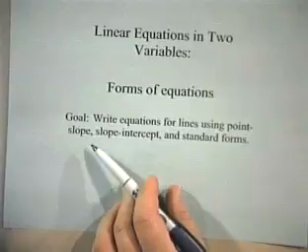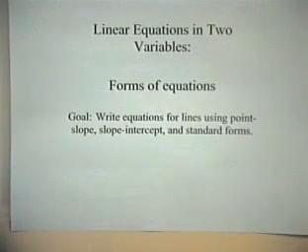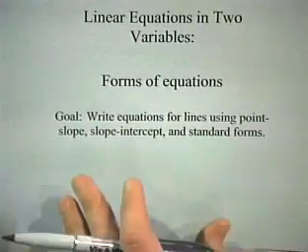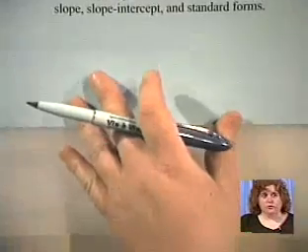We're going to look at linear equations in two variables. You've been doing some graphing. What we'd like to do is write equations for lines, and we're going to use three different forms: the point-slope form, the slope-intercept form, and the standard form. What I'm going to do is just show you what those forms are and then work through some examples where we just write some equations using those forms or patterns.